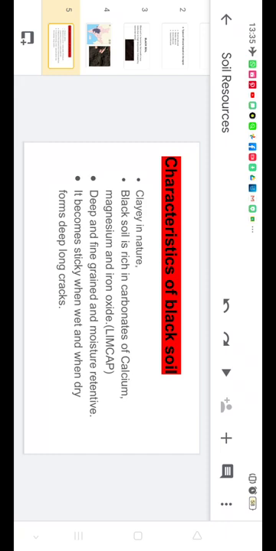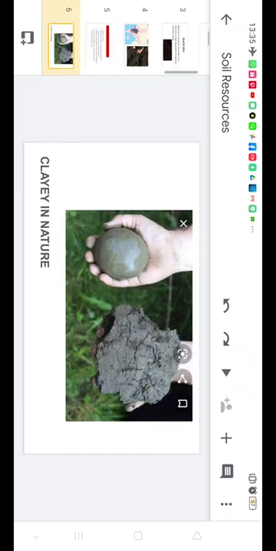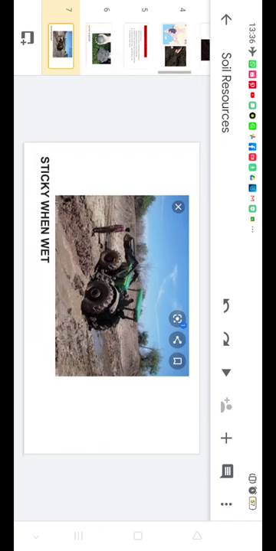Then it is deep and fine grained and moisture retentive. It becomes sticky when wet, and when it is dry, forms long deep cracks. So we can see in this slide that it is clay in nature, which is one of the characteristics also. Then it becomes sticky when wet.